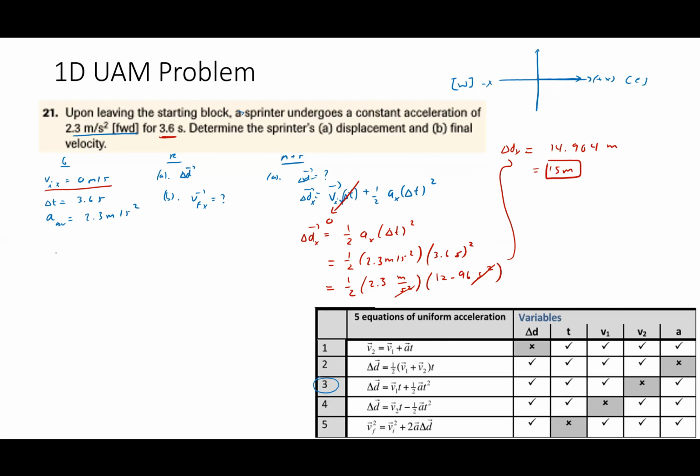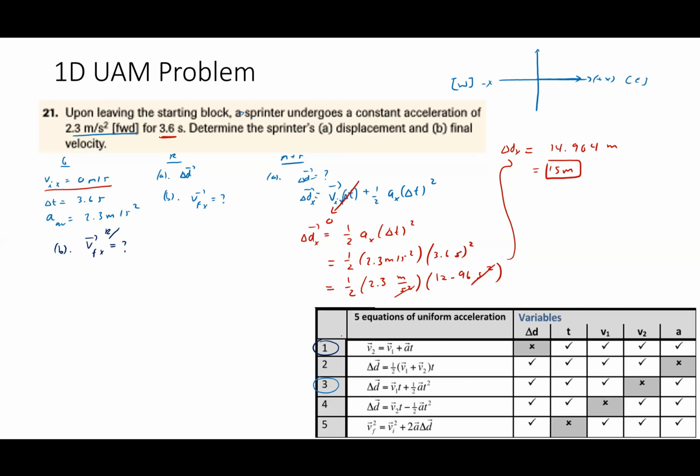Let's do that here. Okay, so if we're finding the final velocity, which is Vfx, you need to find the final velocity, but we're given initial velocity, acceleration and time. The easiest equation to use would be equation 1, right?